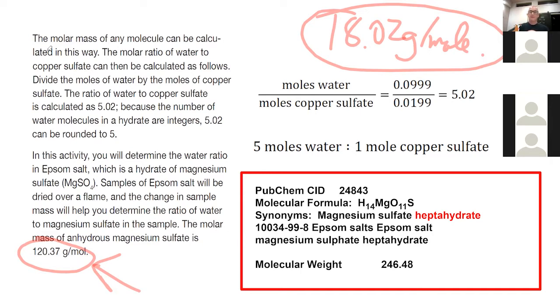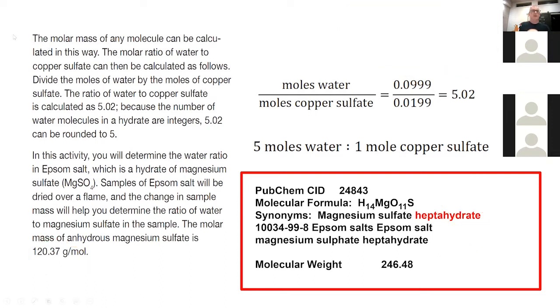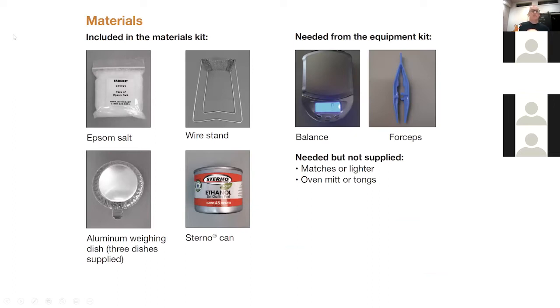So if you look up magnesium sulfate hydrate, you find out it's a heptahydrate. So that means we should get 7. And last night, my son was helping me out with the experiment, and he got 6.3. So if you can't do better than an 11-year-old, then I don't know what that says about your scientific skills. So this is, like I said, a pretty straightforward experiment.